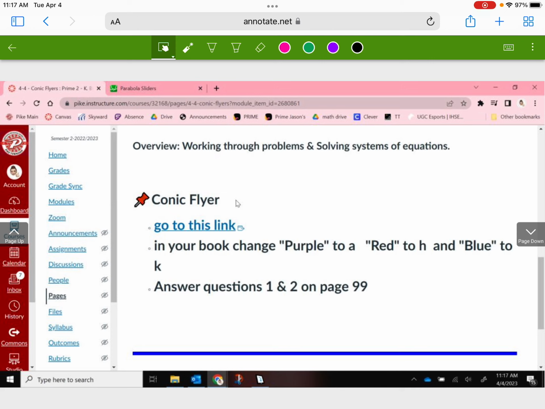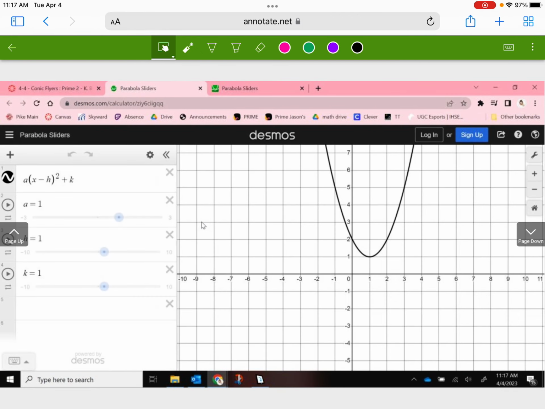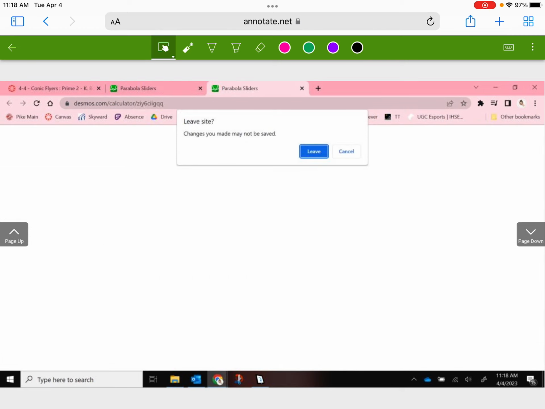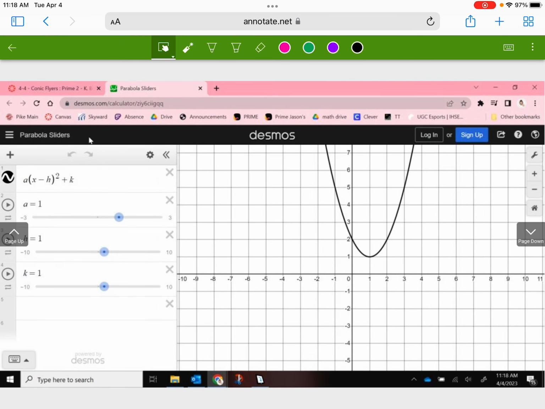Haha, it's so funny. Quite literally it says, go to this link. You're going to go to that link. It takes you over here to this parabola sliders page. I'm going to close that one. It should take you into something that looks like this.